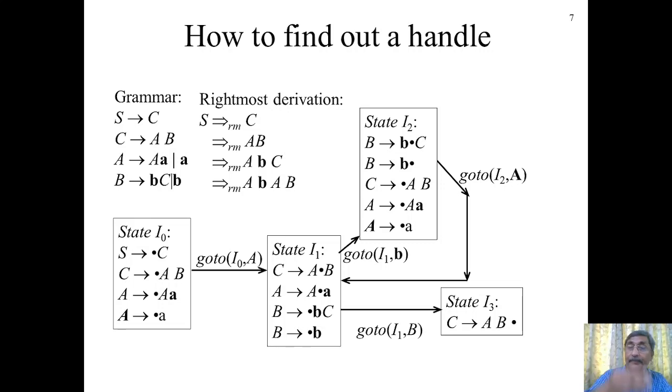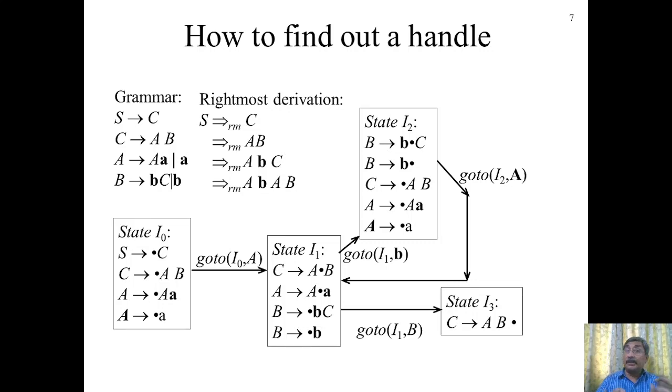A number of items are clubbed in a particular group. Why? Because they are valid for a particular viable prefix, meaning that if some part of the viable prefix has been seen already, then the remaining part can be seen. How? That is the question, and that how is answered by whatever symbol appears to the right of that dot.